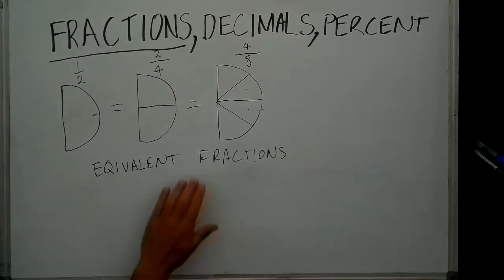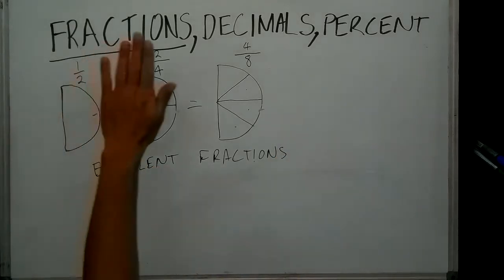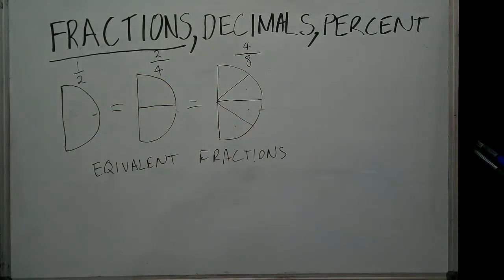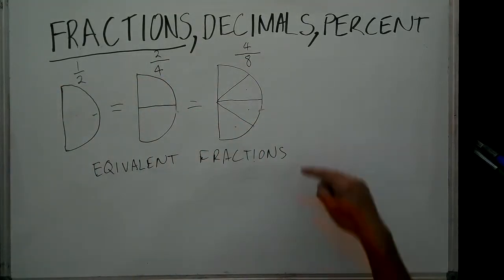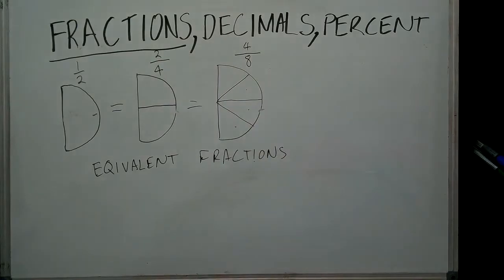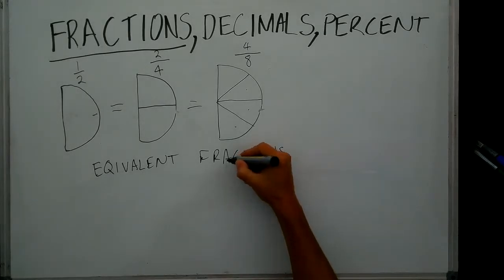And we call them equivalent because we still have half a pizza in each case, but the numbers that we're using to represent the proportion is dependent on how small the pieces are cut. That's essentially it.